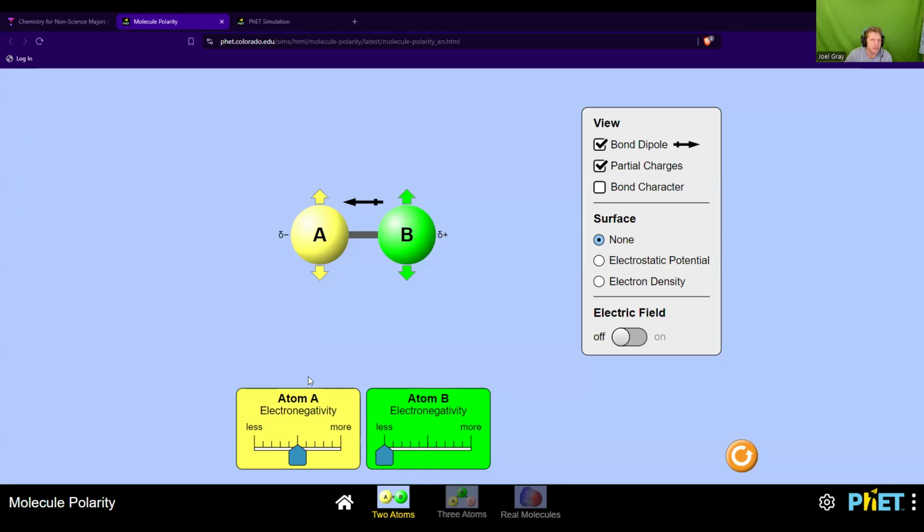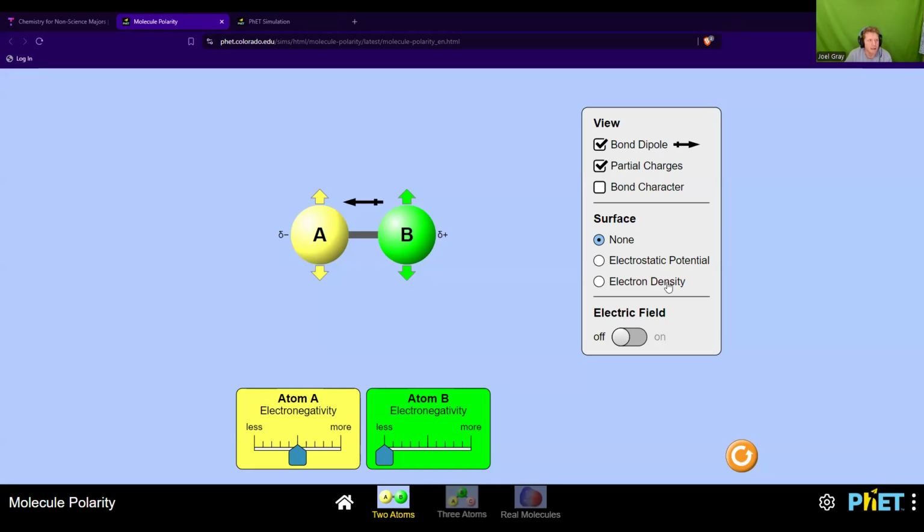If atom A is more electronegative, that means it wants electrons more than atom B. Electrons, what is the charge? Add this to the chat, somebody. What's the charge of an electron? Okay, that's a great question, and it is in our FAQ, so bookmark that so you can reference it. Negative. Absolutely. Our electrons are negatively charged.